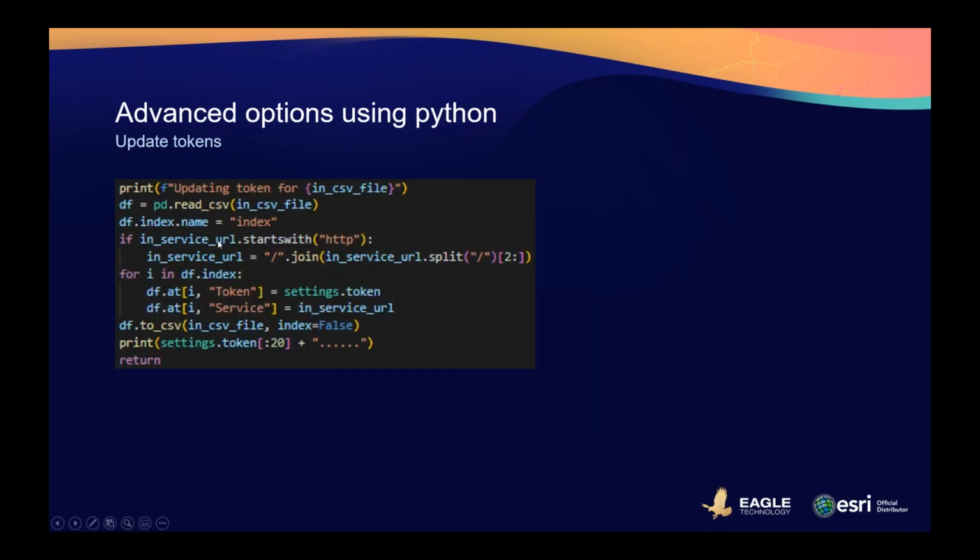Another option is to automatically update your token, and this is updating that token in my CSV that's then used in the configuration for my test. And yeah, very important for when testing your secure services.